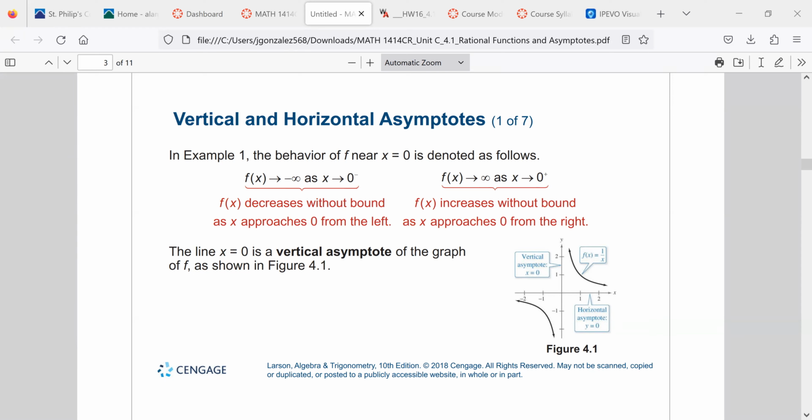So a vertical asymptote happens whenever you have a value that creates 0 in the denominator. You see the 1 over x. If you plug in 0 in there, you're going to get a vertical asymptote because you can't plug it in.